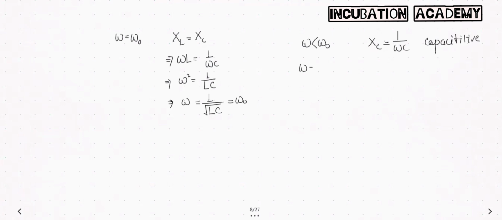When ω equal to ω naught, then XL equal to XC, then it is neither capacitive nor inductive. So it can't be neither capacitive nor inductive because the impedances cancel out each other.